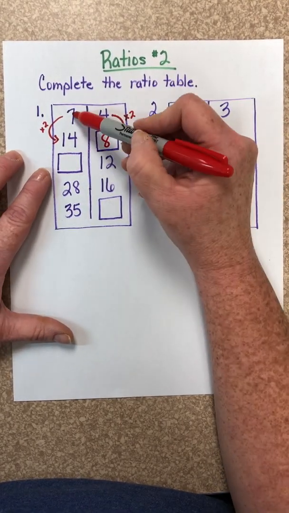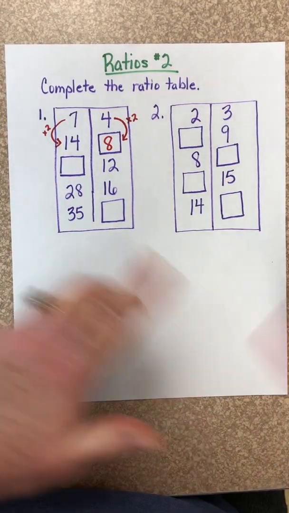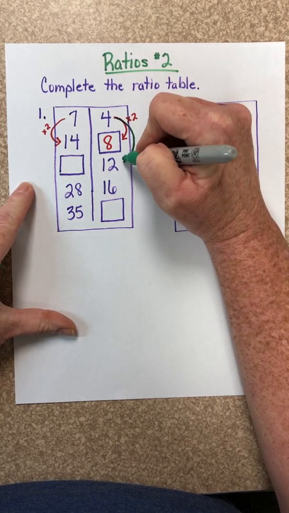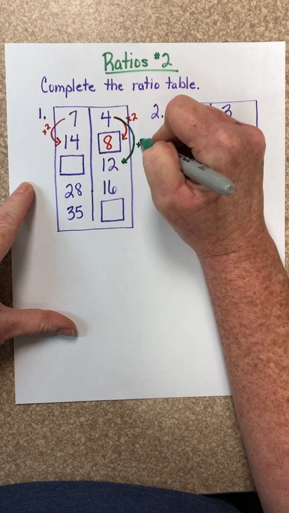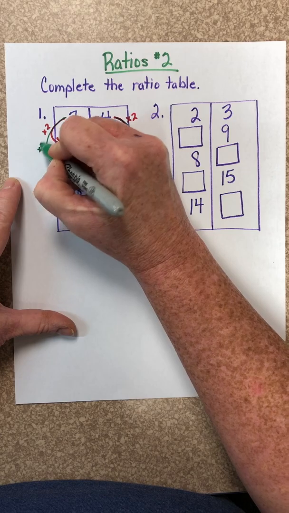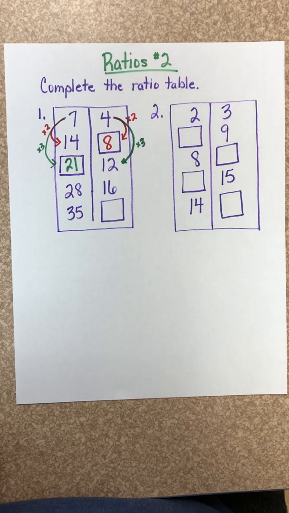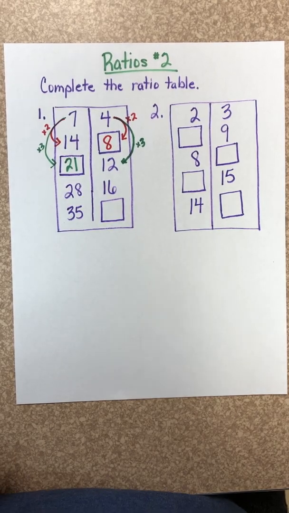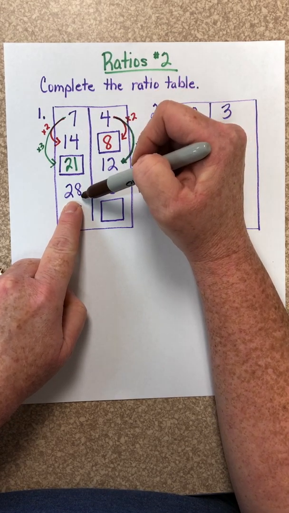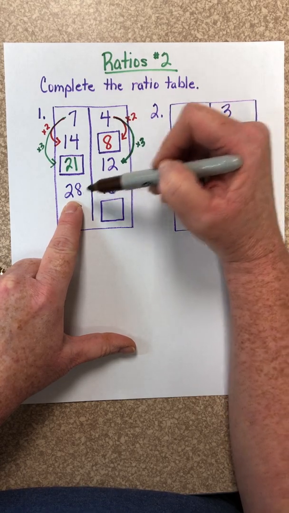Now I have to figure out what I'm going to do here. So now I look at the 4. Let me change colors here. That might help us see it a little better. What do I do to 4 to get a 12? Times by 3? Well, that means I have to do the same thing over here. 7 times 3 is 21. And look, the next one's already done for us. This would be 7 times 4 is 28. So 4 times 4 is 16. We didn't have to fill anything in there.